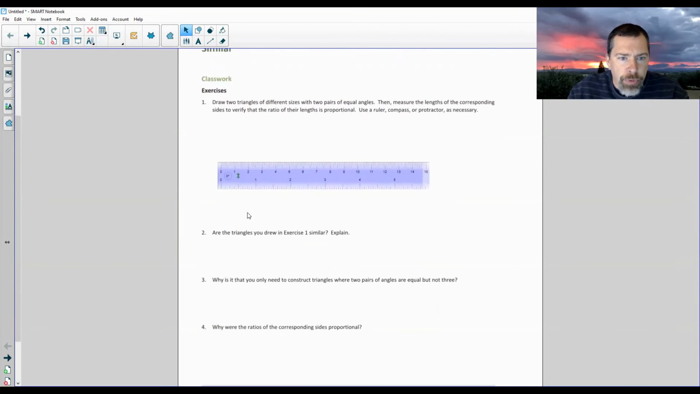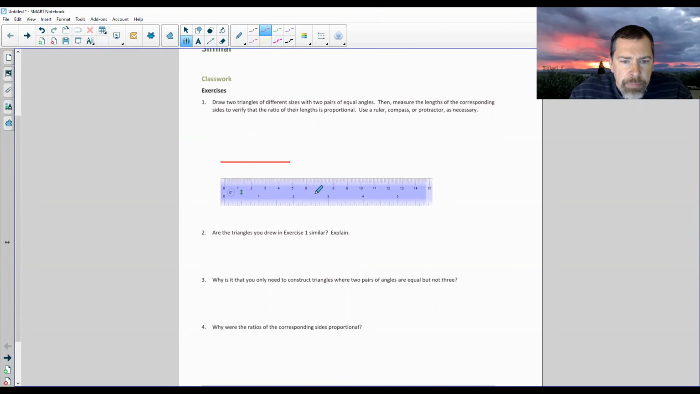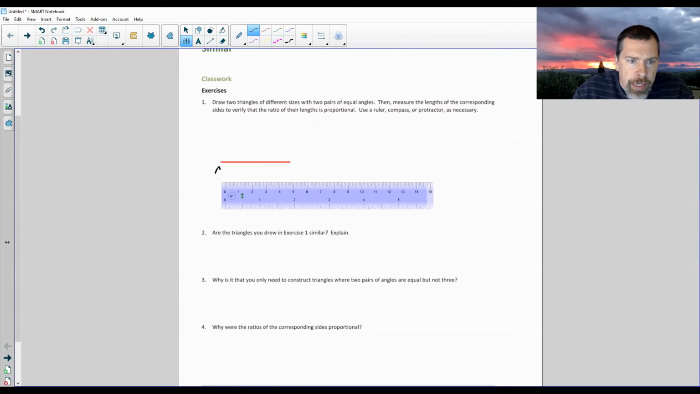I'll start with the ruler, and I will draw a segment. Let's see, I'll draw a 5 centimeter segment, and I'm going to label this as I go. So this is A and this is B, and the length of AB equals 5. I'm not going to worry about unit of measurement right now. It is centimeters. AB equals 5.